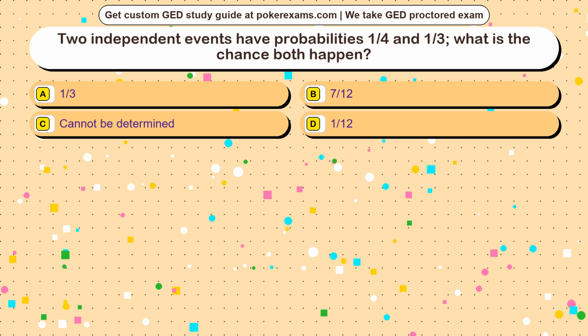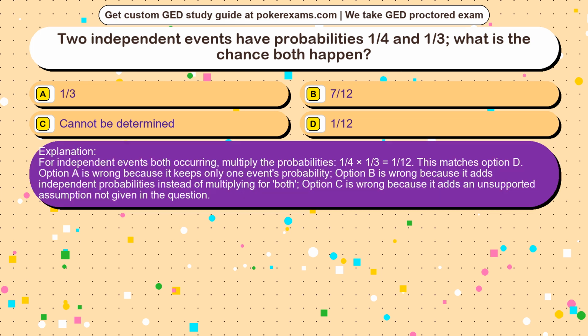The correct answer is option D. For independent events both occurring, multiply the probabilities. 1/4 times 1/3 equals 1/12. This matches option D. Option A is wrong because it keeps only one event's probability. Option B is wrong because it adds independent probabilities instead of multiplying for both. Option C is wrong because it adds an unsupported assumption not given in the question.